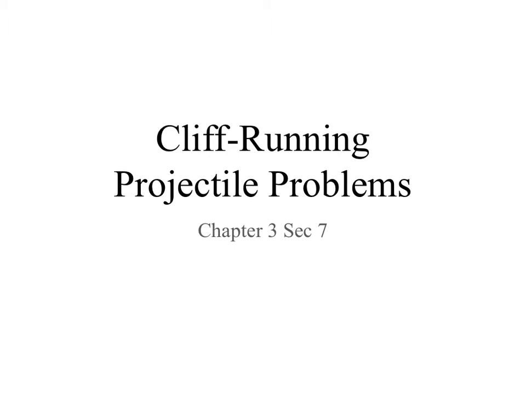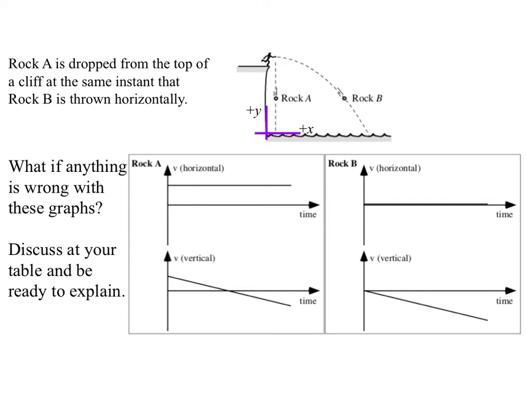Today we'll talk about what I call cliff running projectile problems, where something goes horizontally off a ledge that's up in the air somewhere. As a quick refresher, let's try this problem. Rock A is dropped from the top of a cliff at the same instant that rock B is thrown horizontally. Look at the figure to the right.